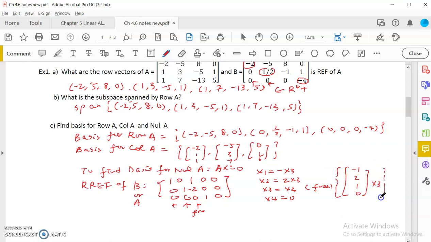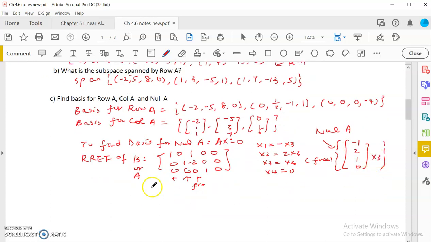So this is null A. Null A is a linear combination or any multiples of this. And so what is the basis then? After you find the span of it, the basis of null A is just one vector. The vector that you use for multiplying the free variable X3. X3 is real. Right, so this is the null A basis.